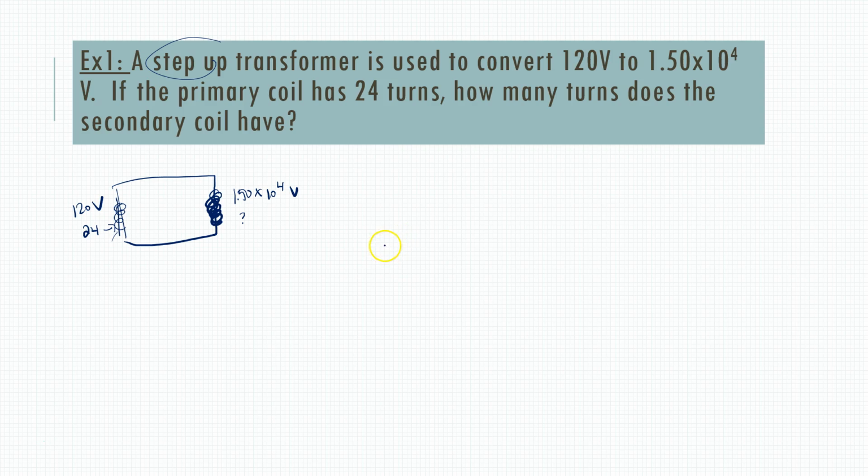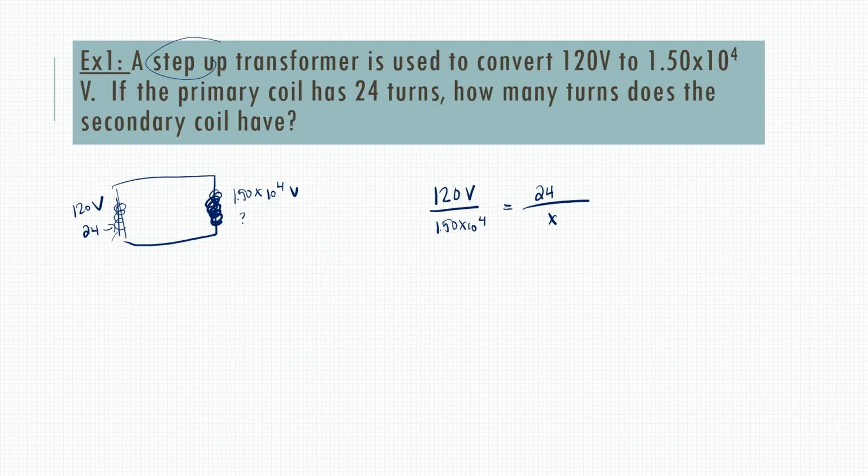Well, remember, we just simply need to set up a ratio. You need to put voltage to voltage and turns to turns. So we have 120 volts compared to 1.50 times 10 to the 4th. Okay, 24 turns, that's on top because that goes with the 120. And we want the number of turns on the bottom part of this. So how are we going to solve this?